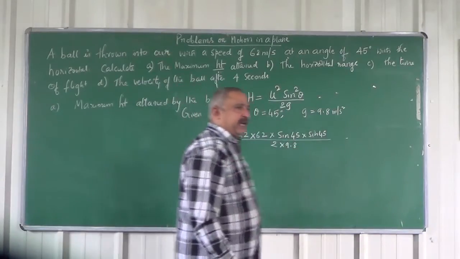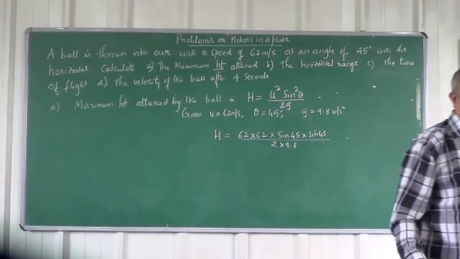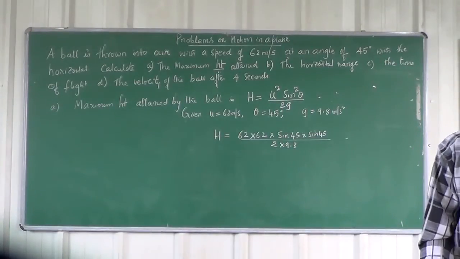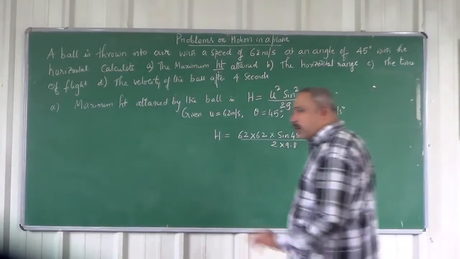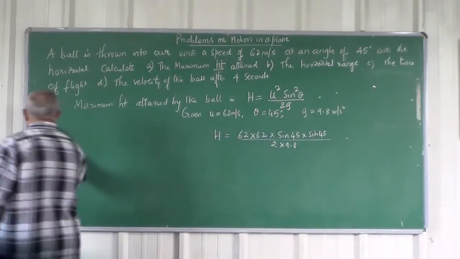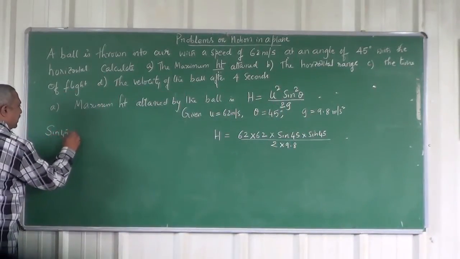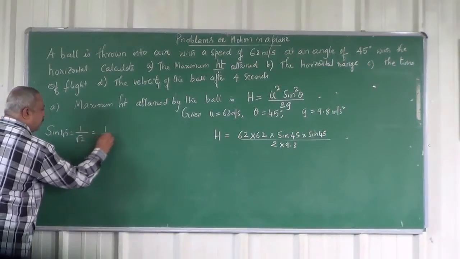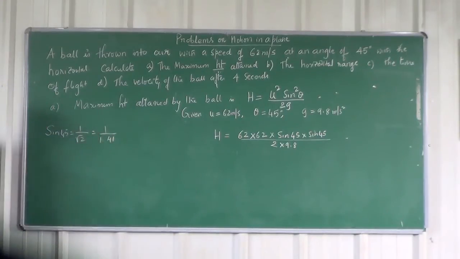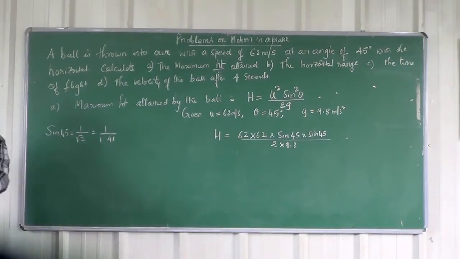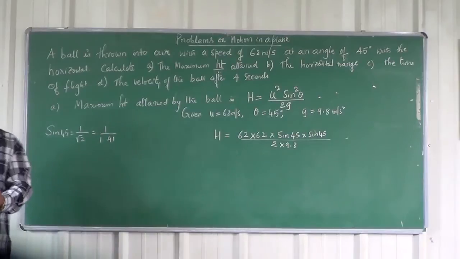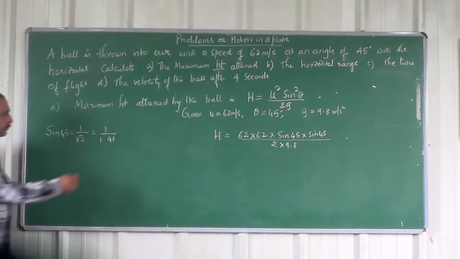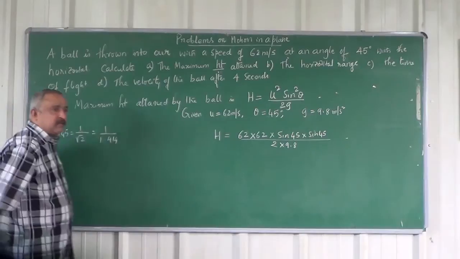Theta is 45 degree. So sin theta becomes sin 45. What is the value of sin 45? 1 by root 2. Sin 45 is 1 by root 2. That is 1 by 1.41. Root 2's value is 1.41. This will give around 0.7. You can check in the calculator. To be more appropriate, let's take it to 3 decimal places.